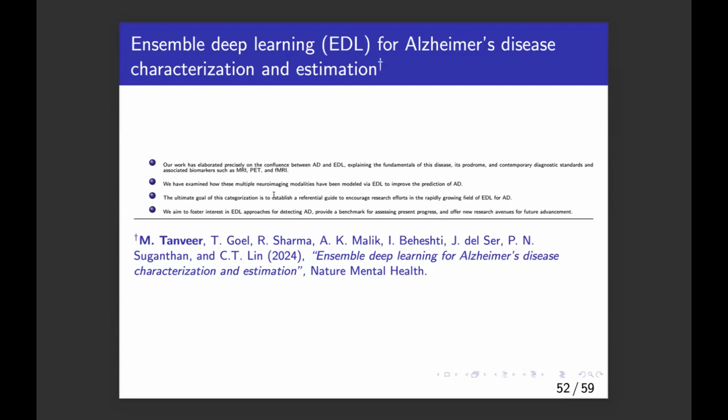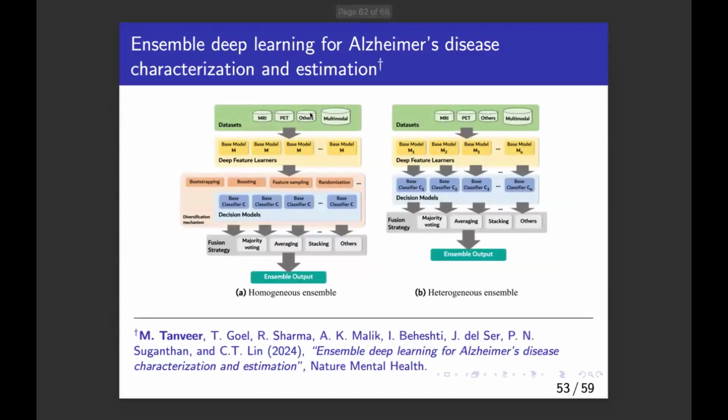Essentially, we have written this review paper just to encourage researchers to work in that direction. This is a very growing area of ensemble deep learning that can be very helpful for Alzheimer's disease diagnosis and detection. We have also shown some figures for the homogeneous ensembling approach and heterogeneous ensembling approach. So please see this paper.